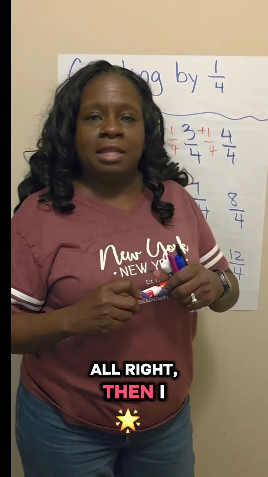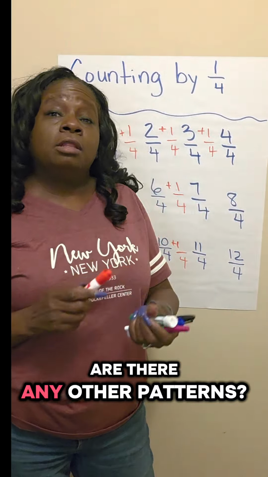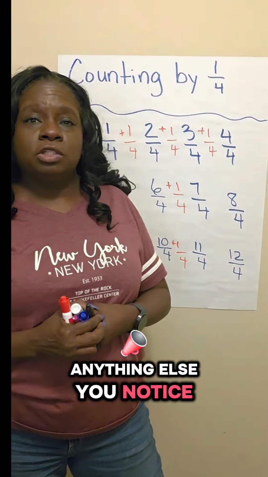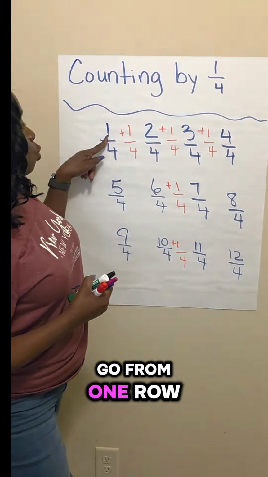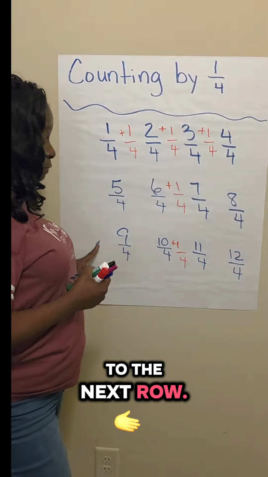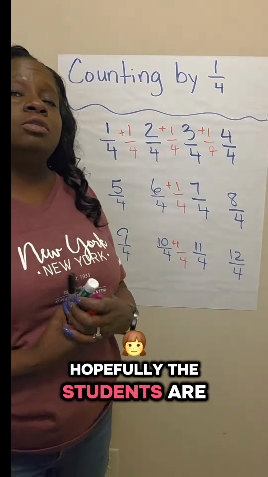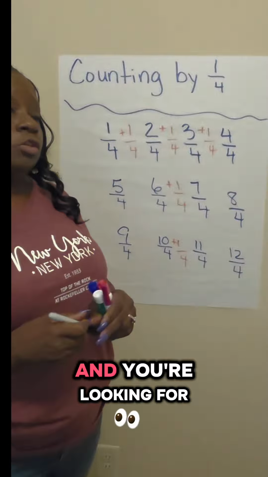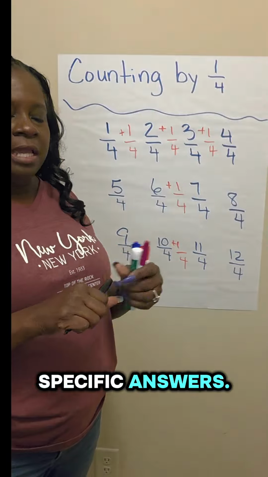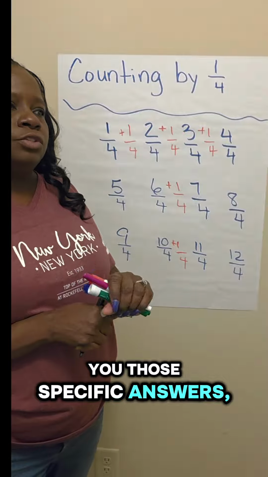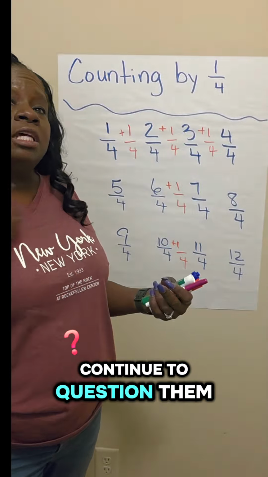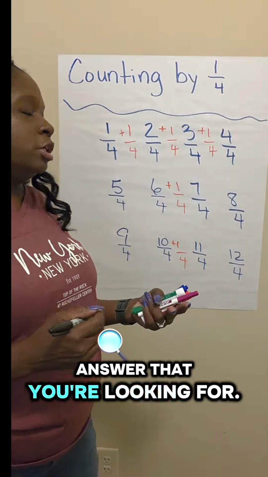All right, then I may ask the students, are there any other patterns? Anything else you notice? What happens when I go from one row to the next row? Give them a few minutes to look at it. Hopefully the students are able to tell me, and you're looking for specific answers. If they don't give you those specific answers, you just continue to question them until you get the answer that you're looking for.